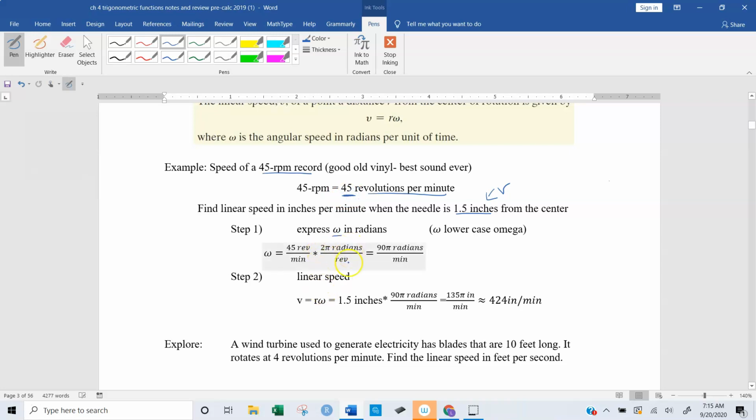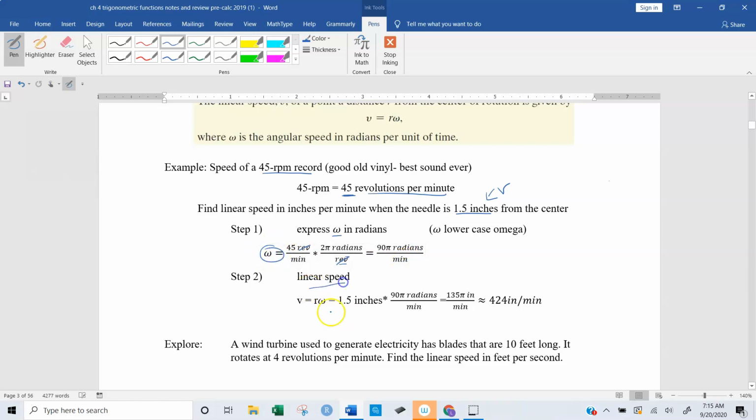It's 2 pi radians per revolution. Well, that's one full circle. That's all we're doing here. So I have one circle in one revolution, which makes sense. Okay, so my revolutions cancel. So now we have 90 pi radians per minute. All right, I'm getting closer, but I still don't know how fast it's traveling. So now I know my omega.